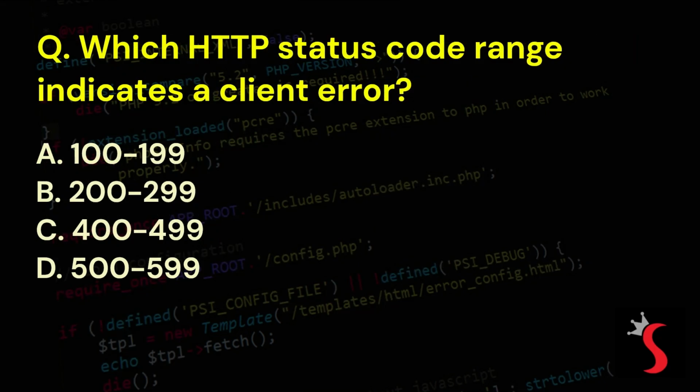Which HTTP status code range indicates a client error? A. 100 to 199. B. 200 to 299. C. 400 to 499. D. 500 to 599.